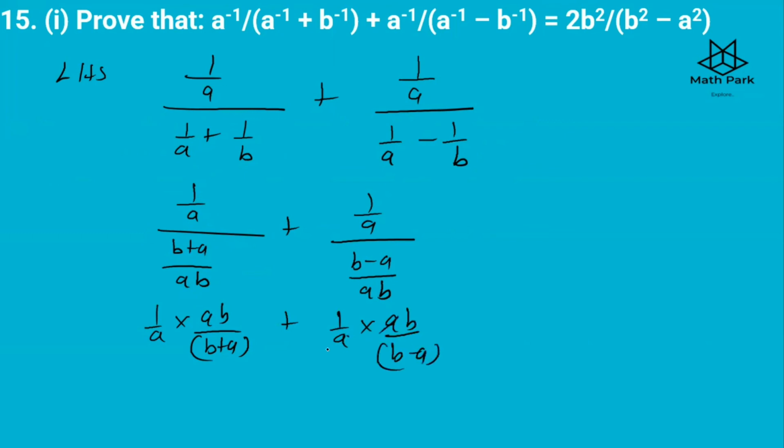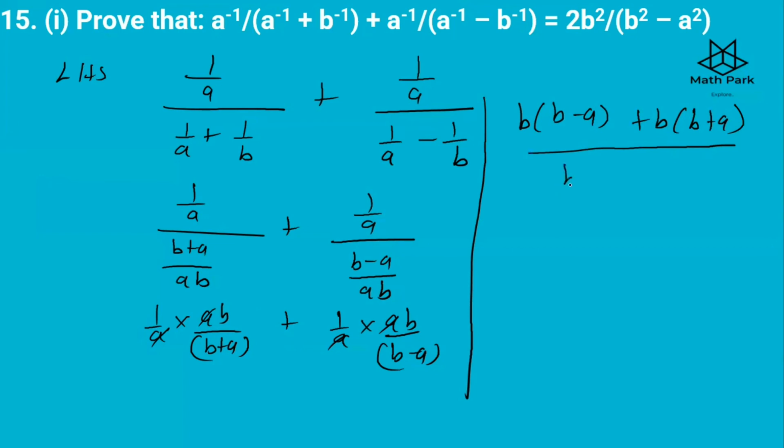So this a and a got cancelled. This a and a got cancelled. Now we have b upon b plus a plus b upon b minus a. So we take the LCM here. So you'll have to multiply by b minus a over here. So b in bracket b minus a plus b in bracket b plus a upon the new denominator we have b plus a into b minus a. Recall the identity. In the denominator, you are getting b square minus a square.